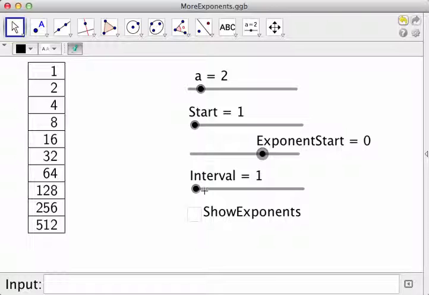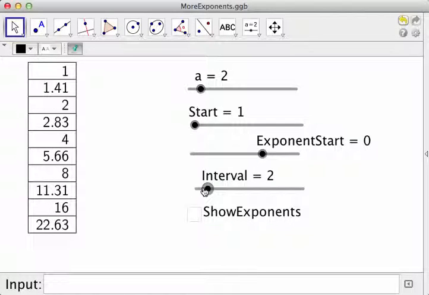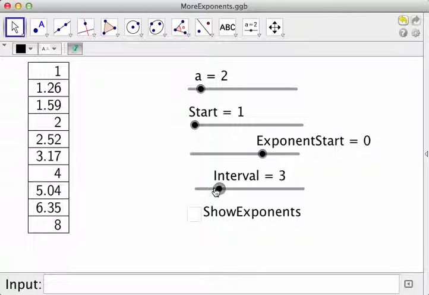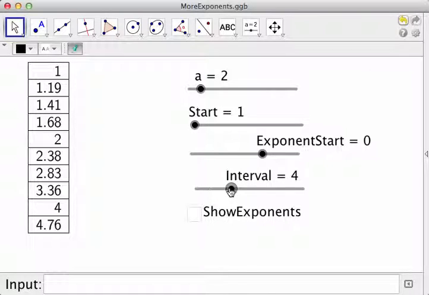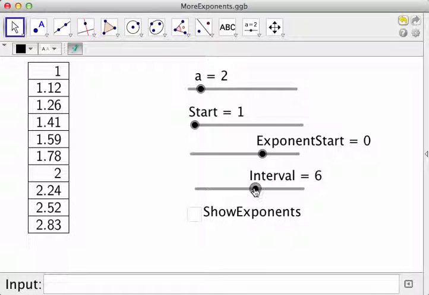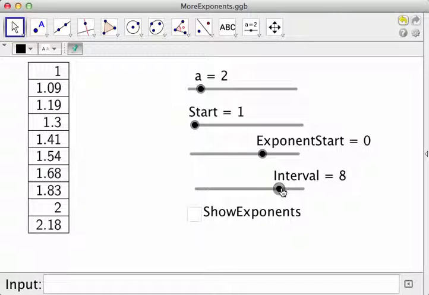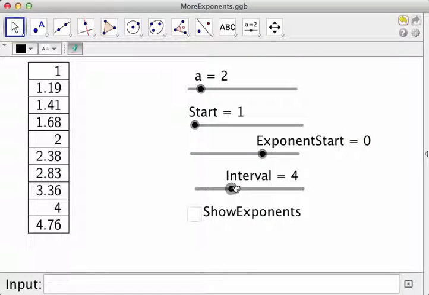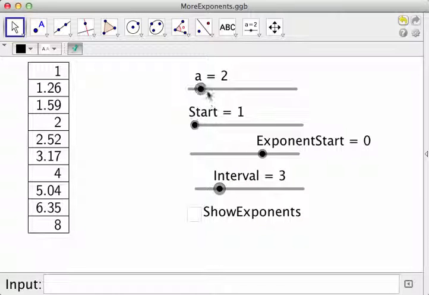And now let's take a look at what happens when I move the interval slider. I move it to 2, and 3, 4, 5, 6, 7, 8, 9, 10. Let's move it back to 3. Notice what happens as I move A.